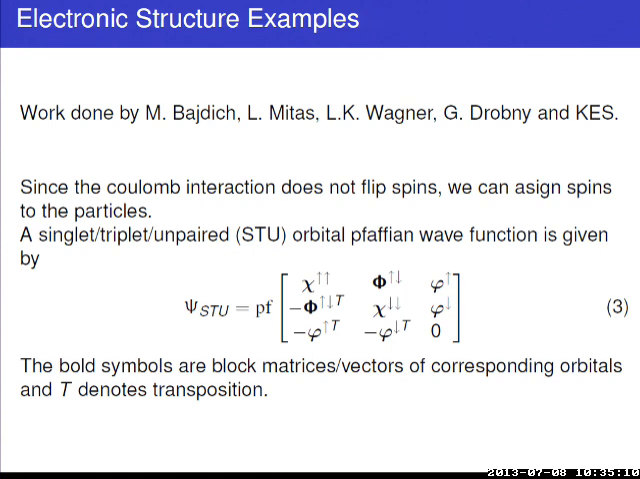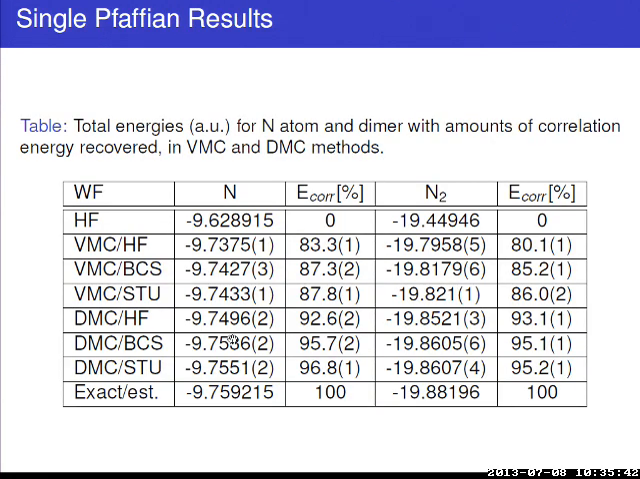Coulomb interaction doesn't flip spin, so we can assign spins to the particles. A singlet-triplet-unpaired orbital Pfaffian wave function would be given this way. So this would be pairs of up-up. This is pairs of up-down. And these are unpaired orbitals. And then it's just written this way. And these are some results.